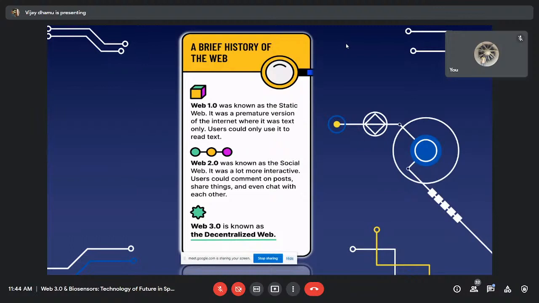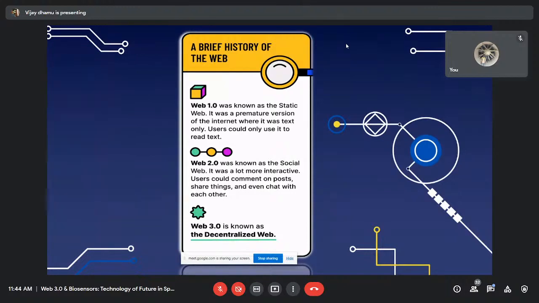So web one. If we go around 25, 30 years back, in the late 80s and the early 90s, when the internet was introduced to the world, we used to have web pages that were called static web. It was only a blog or something, a single page where only the information would be present, mostly as text. Images were very rare. So that was the beginning stage of the web.